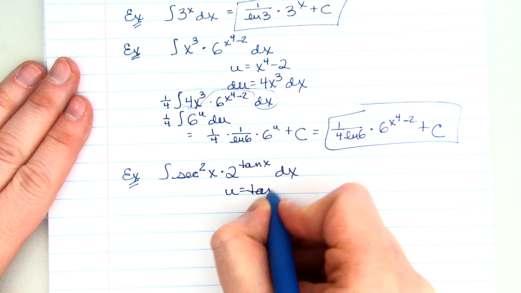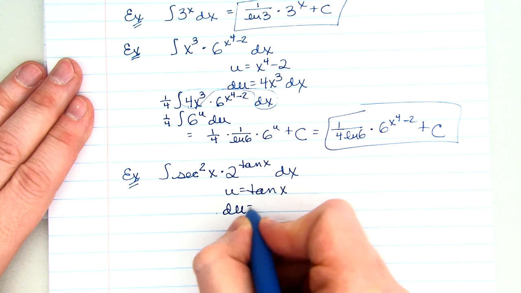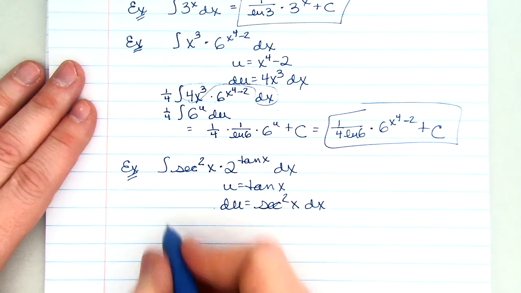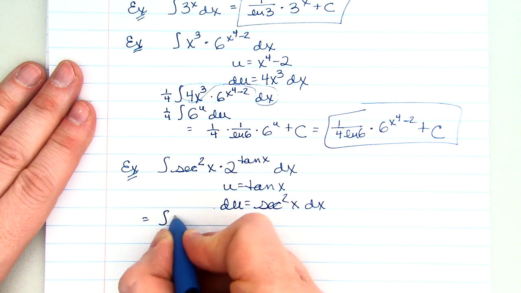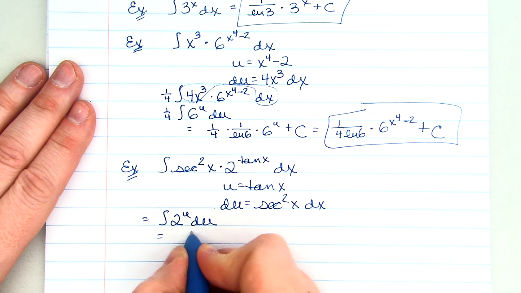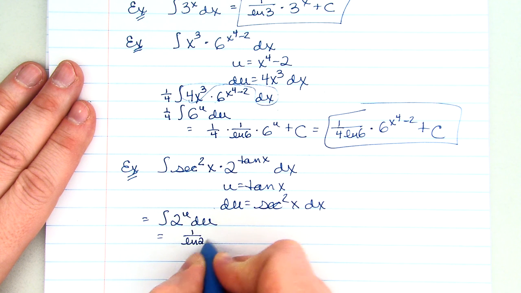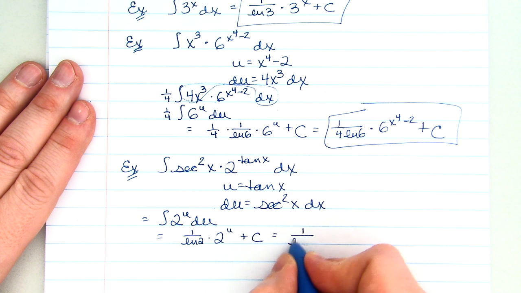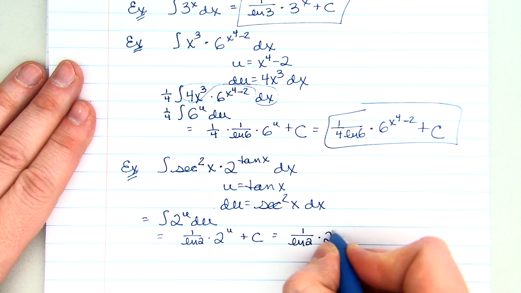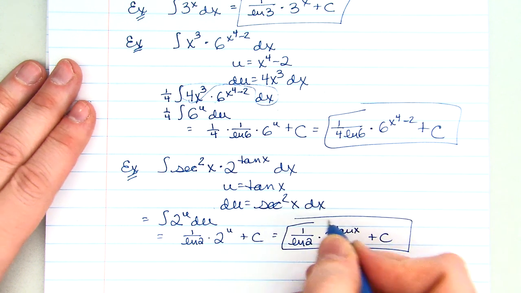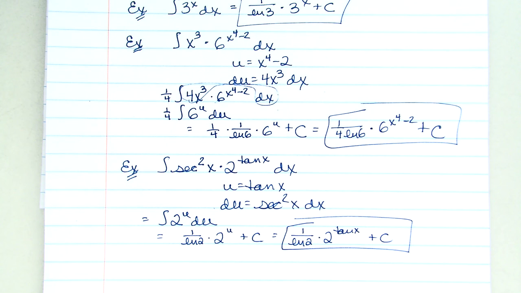U is the tangent of x. Du is the secant squared of x, dx. Everything works out nicely, so we can say this is the integral of 2 to the u du. Well, that's 1 over the natural log of 2 times 2 to the u plus a constant. So 1 over the natural log of 2 times 2 to the tan x plus c. And we have our integral.